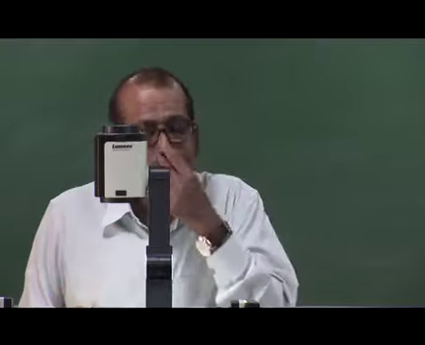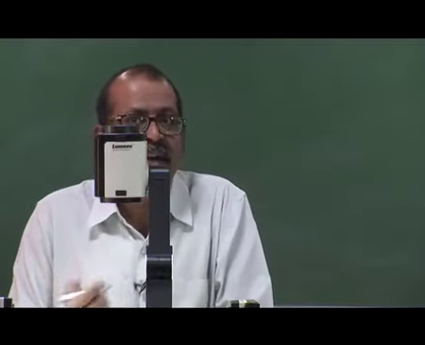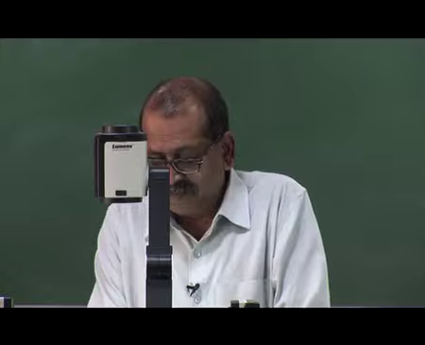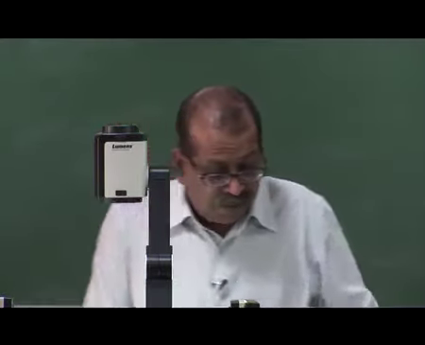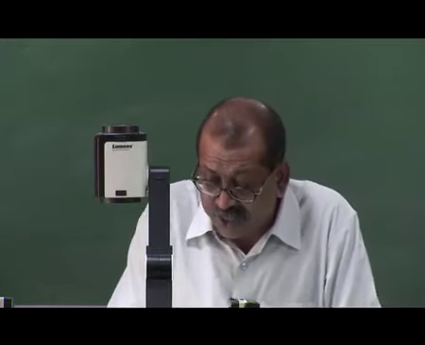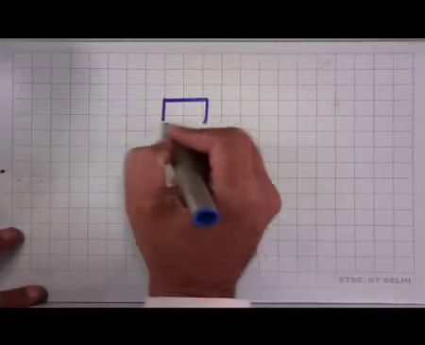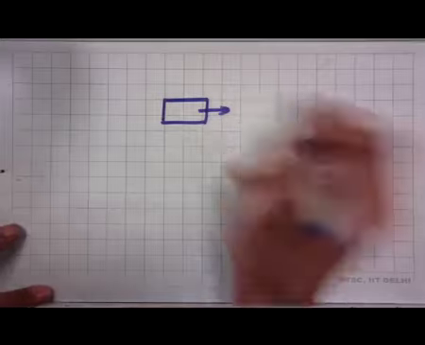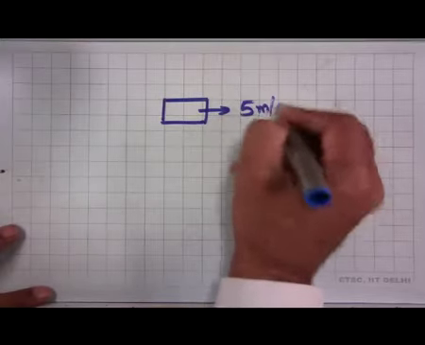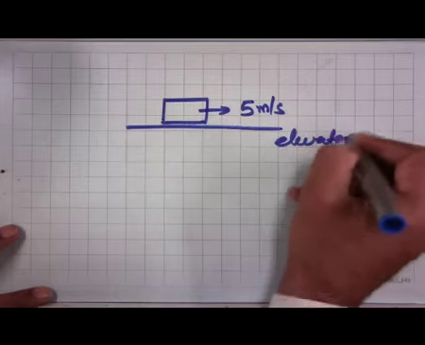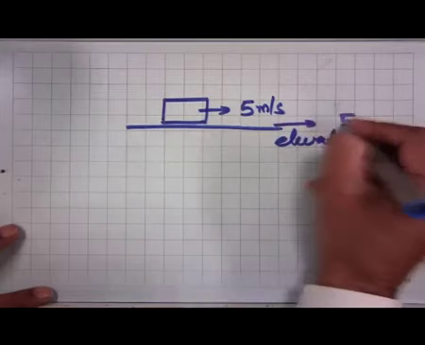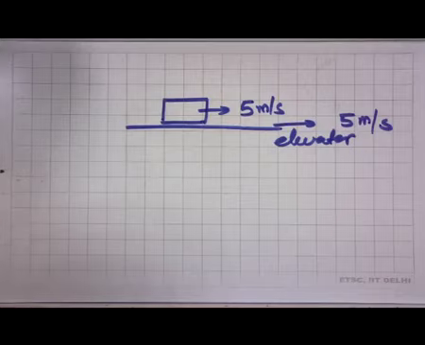And this is something which you should understand and get things very clear about. So, this is how one works out the direction. Now, maybe we can take one or two more examples here. We have this block, this is travelling with 5 meters per second, and this is on an elevator, and the elevator is also travelling with 5 meters per second.